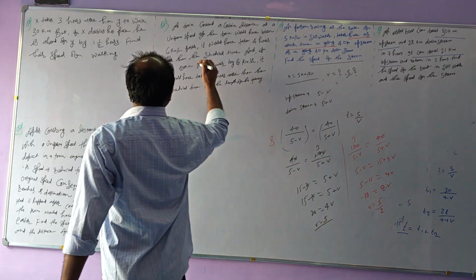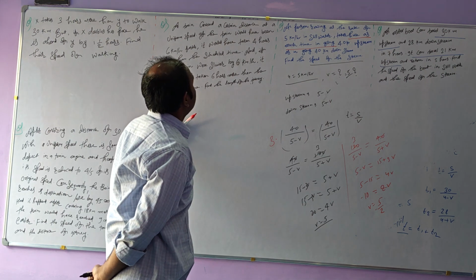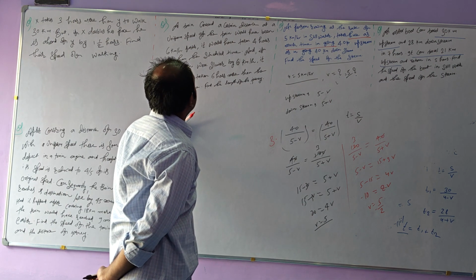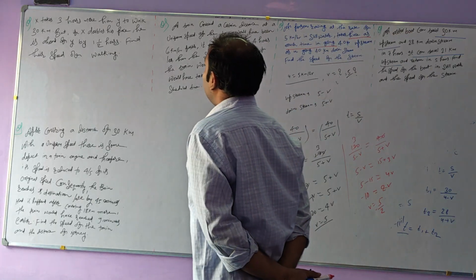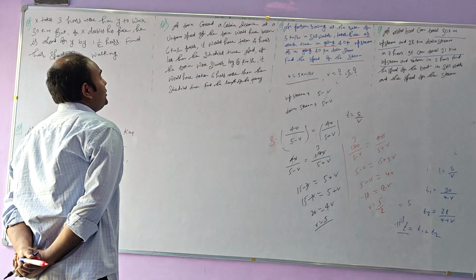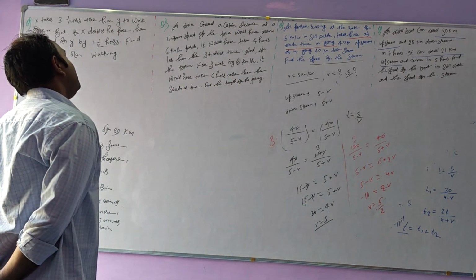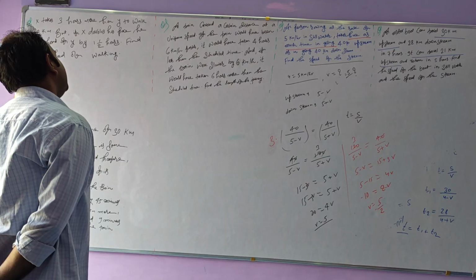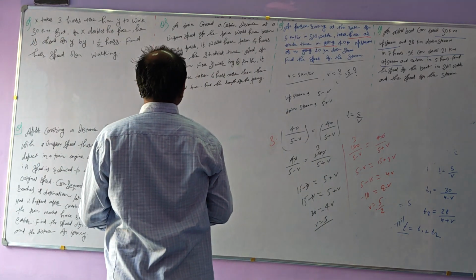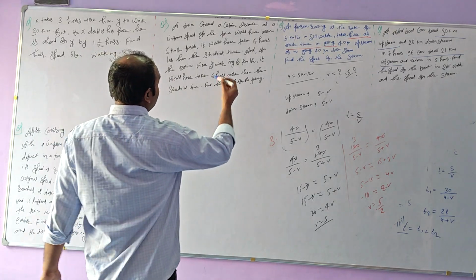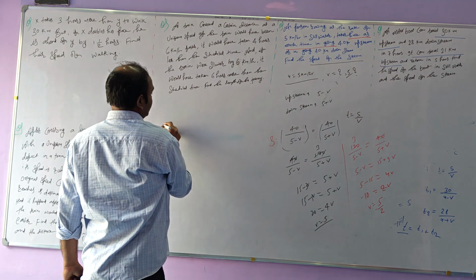Another question. A train covered a certain distance at a uniform speed. If the train would have been 6 km per hour faster, it would have taken 4 hours less than the scheduled time, and if the train were slower by 6 km per hour, it would have taken 6 hours more than the scheduled time. Find the length of the journey.